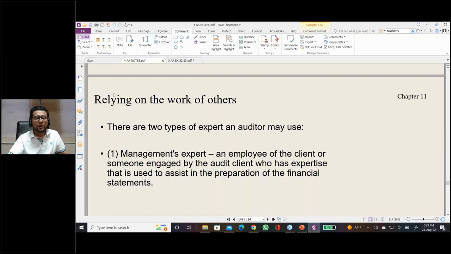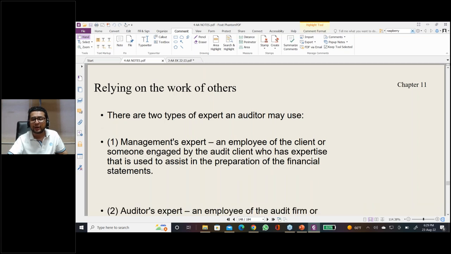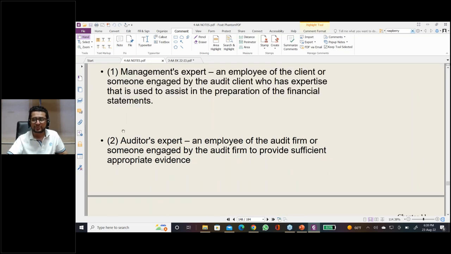Dear students, as an external auditor, sometimes we have to rely on the work of others. Now, there are two types of experts which an external auditor would look up to. Number one, management's expert. Number two, auditor's expert.